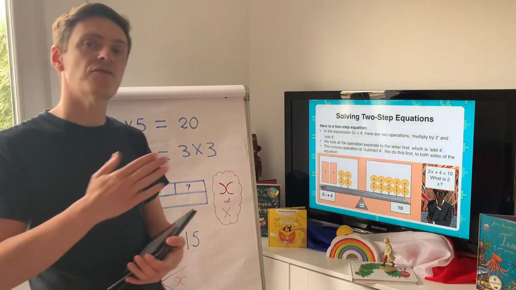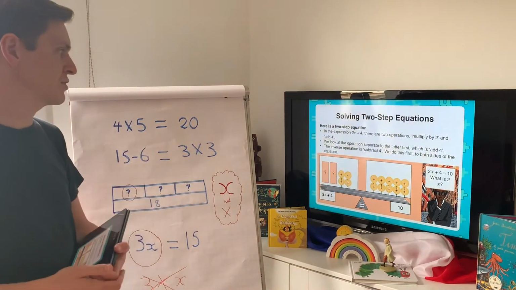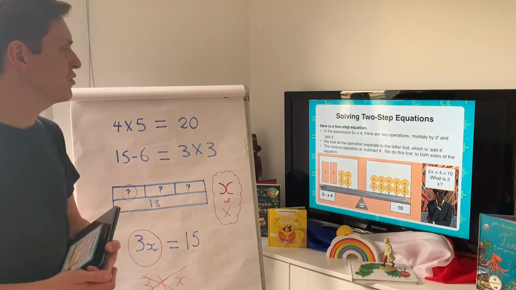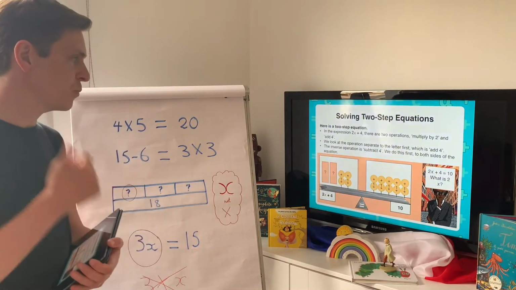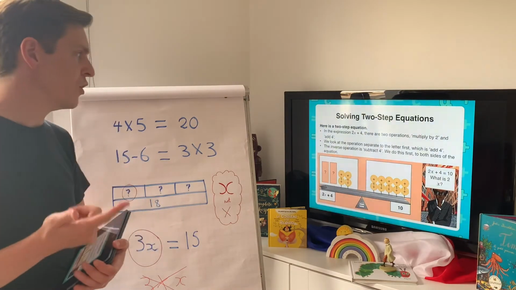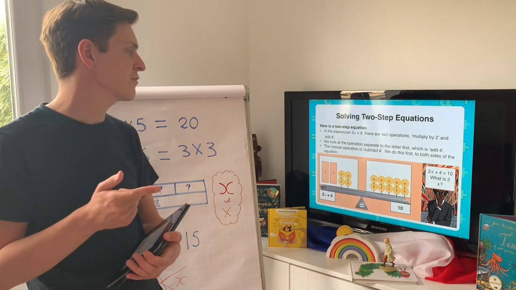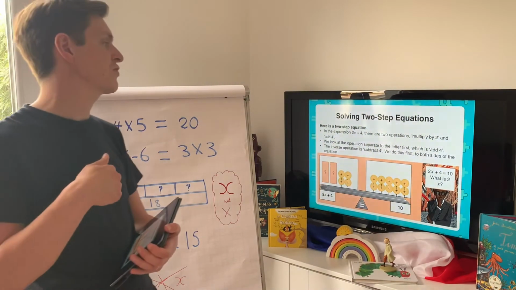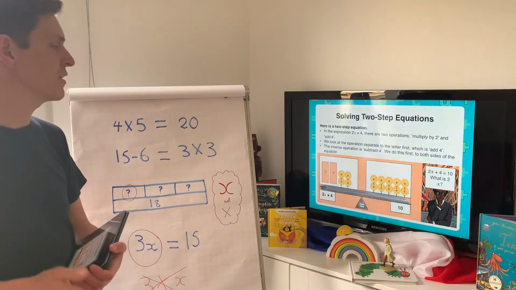Now on to the slightly trickier bits with the two-step equations, where you might need to do some inverse of addition, subtraction, multiplication and division. In the expression 2x plus 4, there are two operations, multiply by 2 and add 4. We look at operations separate to the letter first, which is add 4. The inverse operation is subtract 4.